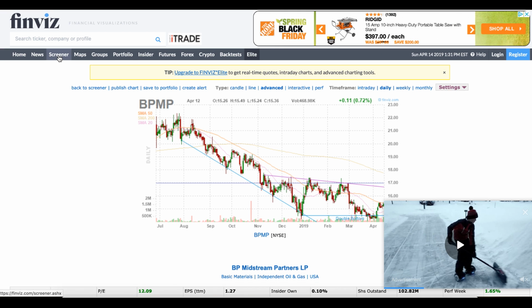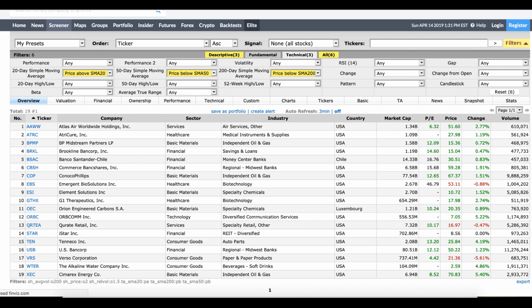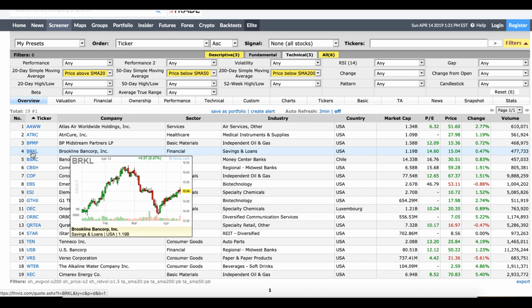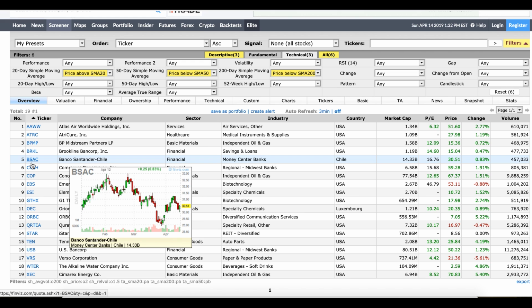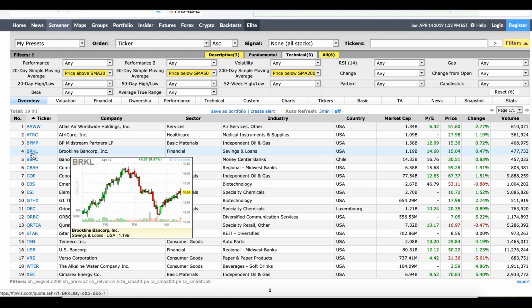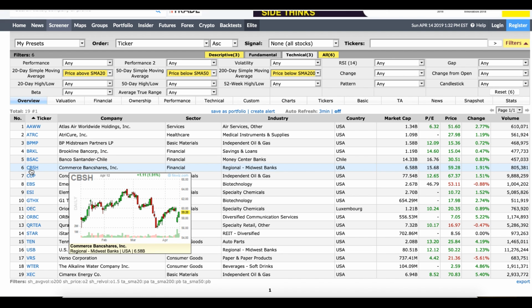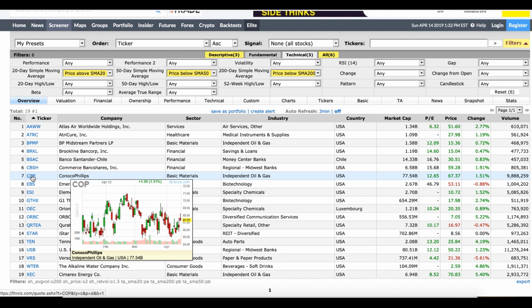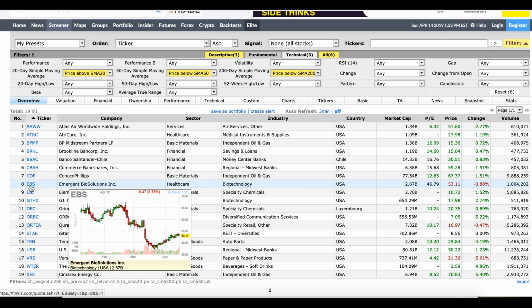Let's go back to our screener. This was an oil, and that BPMP was an oil and gas, and they seem to be doing fairly well right now in the energy sector. BRKL is right at an area of resistance, as you can see. Not really that interesting. It's a financial. Another financial. That's not an interesting chart. COP, again an energy stock. It looks pretty choppy to me. It would be hard to find a good setup.